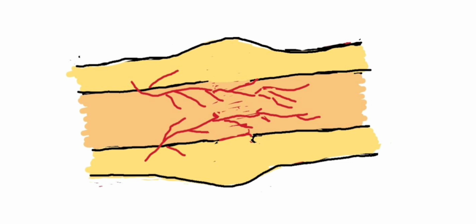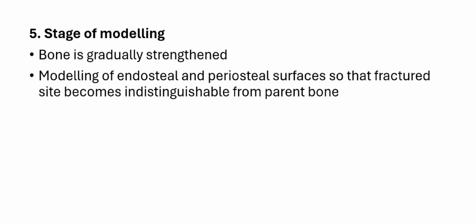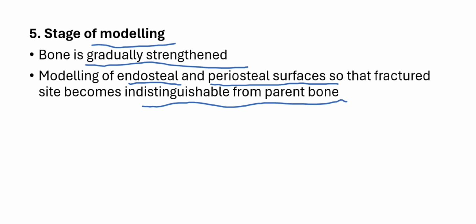See in this diagram, you can see that there is a remodeling of the bone. The woven bone which is present has been replaced by mature bone, and there is lamellar bone formation. The last stage is the stage of modeling. So bone is gradually strengthened. Modeling of the endosteal and periosteal surfaces of that fracture site become indistinguishable from the parent bone.